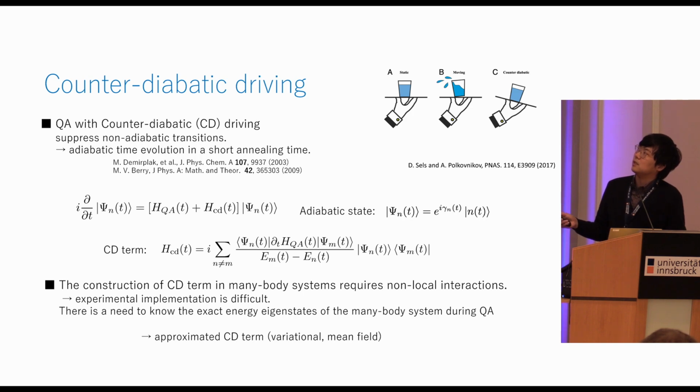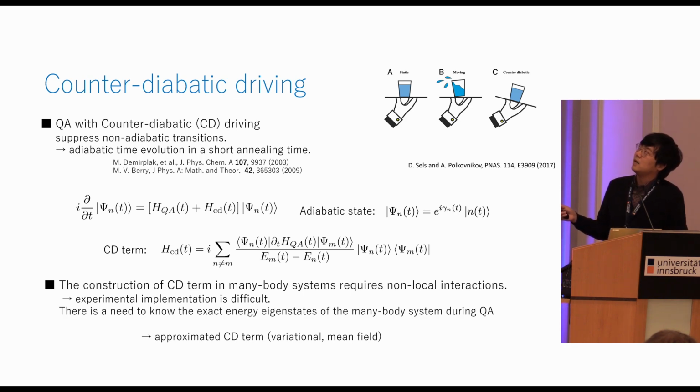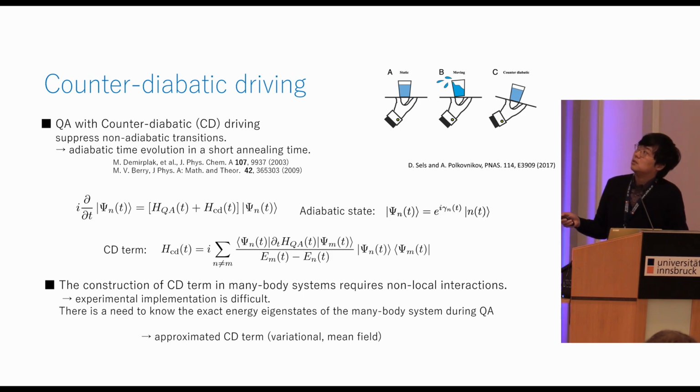Here, |n> is the instantaneous eigenstate of the quantum annealing Hamiltonian. So if we solve this Schrödinger equation, the fidelity between the instantaneous eigenstate of the quantum annealing Hamiltonian and the solution of this Schrödinger equation is always 1, even if the annealing time is short. This control field is referred to as the counter-diabatic term.